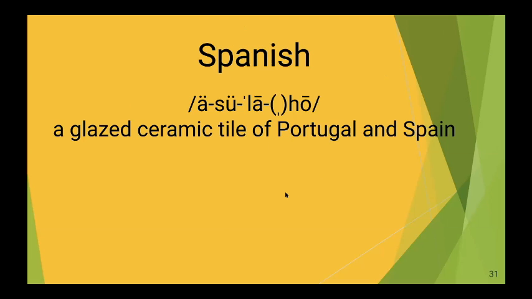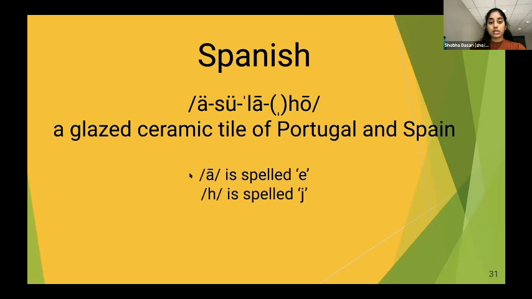Okay, so this word is azulejo. Some hints are that the A sound, so azule, is usually spelled with an E, and then the ha sound is spelled with a J. So this spelling is azulejo.